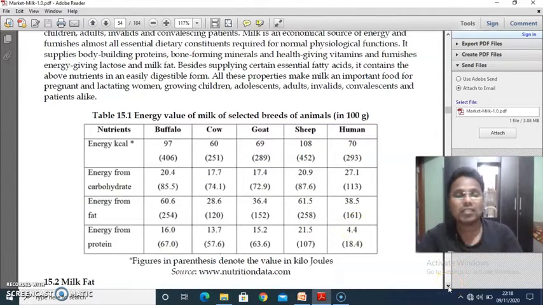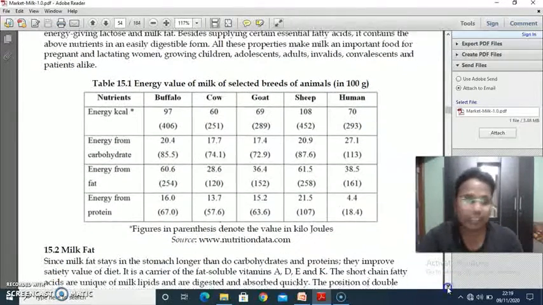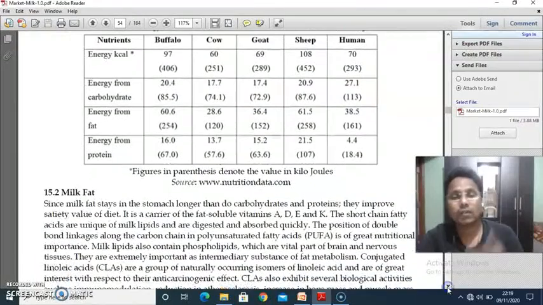So this is all about what we get when we consume 100 gram of milk of these species, the calories given there. Okay, so this is about the energy that we get by consuming 100 gram of milk.